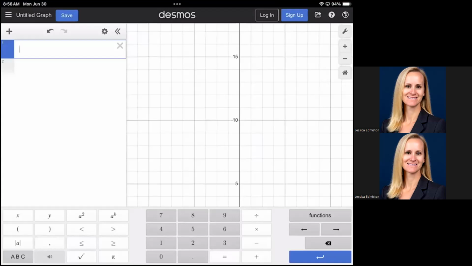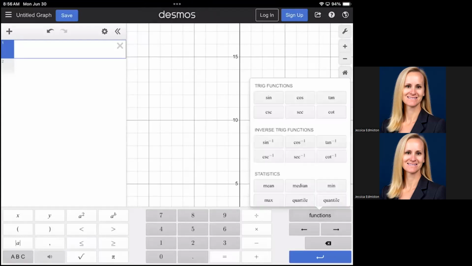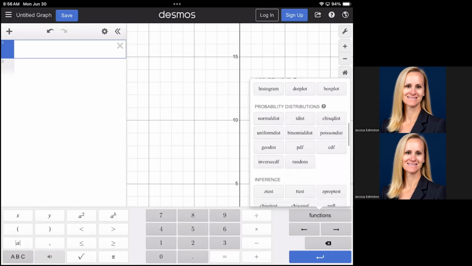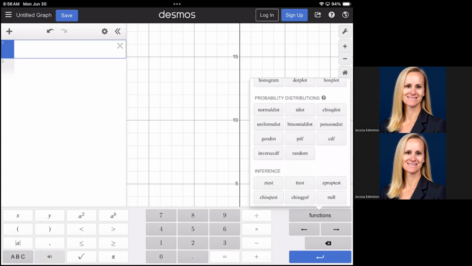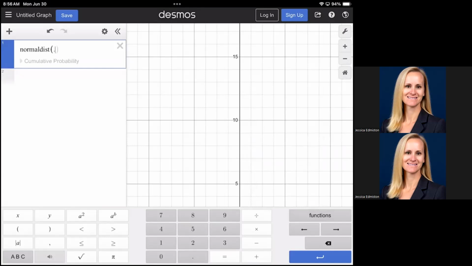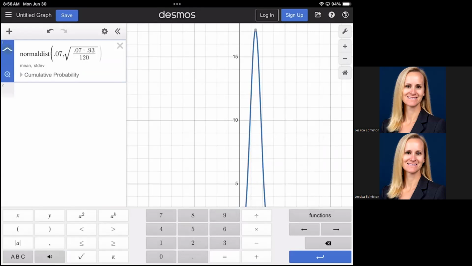And I'm going to go ahead and type this in. You can literally type in the word normal, D-I-S-T, or you can go to functions and scroll down until you get to probability distributions. I'm going to pick normal distribution. I'm going to type in what we've already talked about, the 0.07, comma, square root fraction of 0.07 times 0.93 over the size of the population, which is 120.